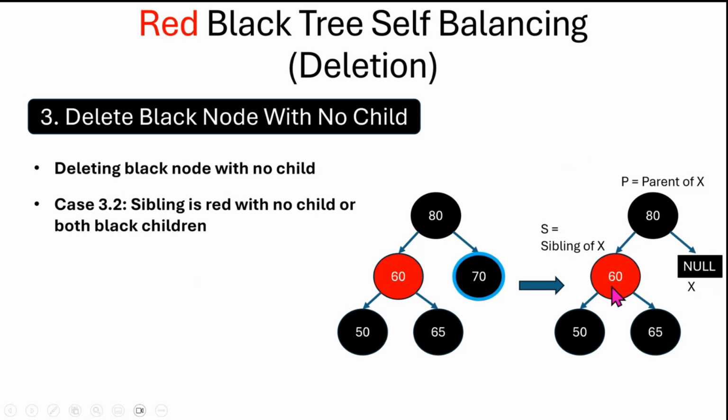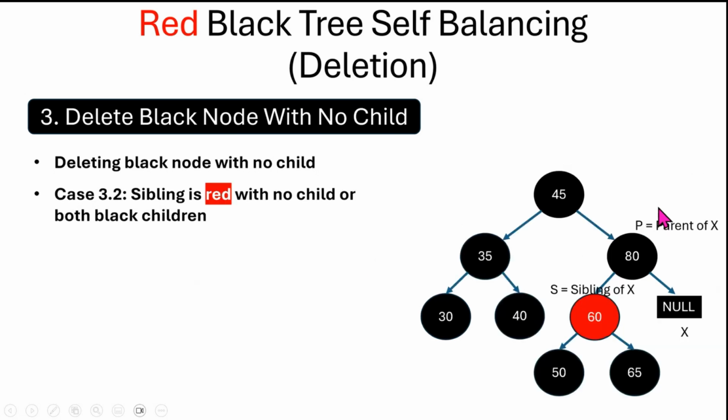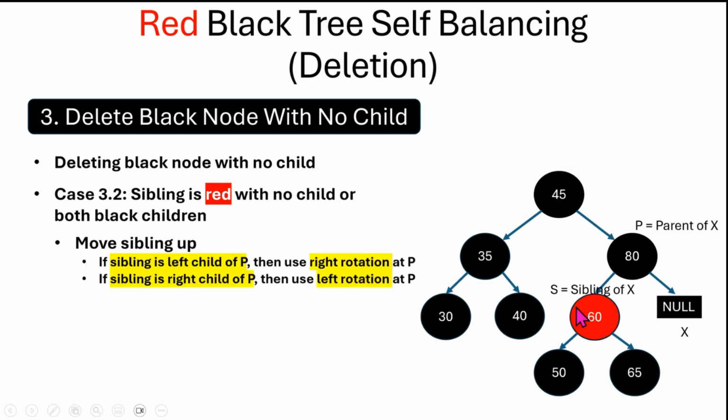So what we need to do, because the sibling is red, there is a possibility to make the sibling black to fix the black height for this subtree. But we can't just mark it black here, right? So we need to bring this sibling up. So now how to bring it? If the sibling is the left child of P, then we need to do a right rotation so that the sibling will come at top. If the sibling is the right child of P, then we need to do the left rotation.